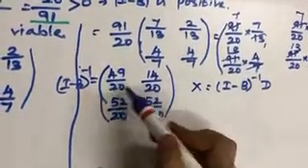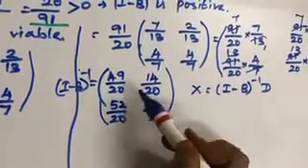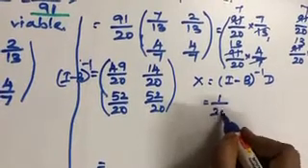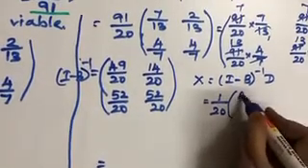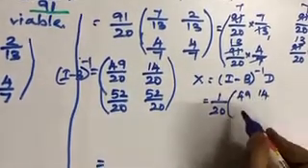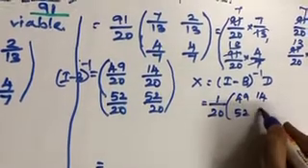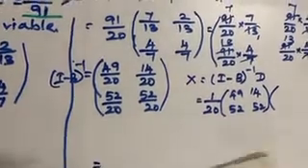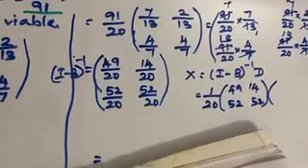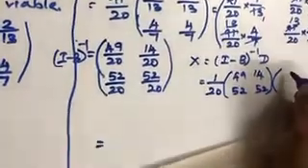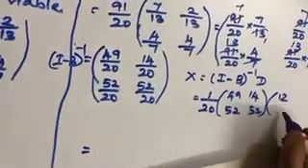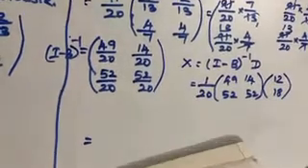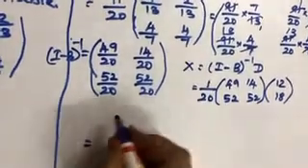In the denominator 20 is common in all the elements, so I take it outside. 1 by 20 into 49, 14, 52, 52, to make the calculation simpler. What is the D here? It is 12 and 18. For X it is 12 and for Y it is 18. Now we can multiply it.